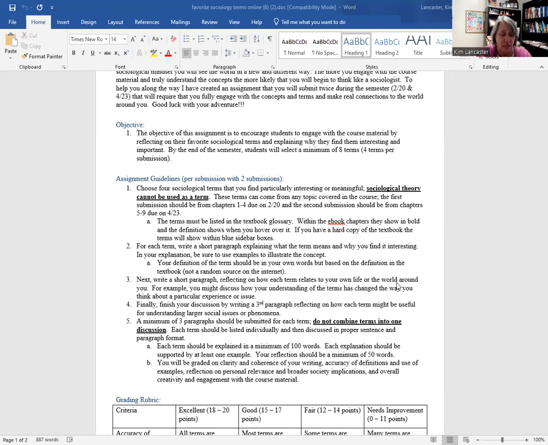So say you select society. You would define society. You would say why society interests you. That's your first paragraph. The second paragraph would be how it relates to your life, going into a discussion of why understanding society relates to your life. And then the third paragraph would discuss how the understanding of society could be beneficial and useful when thinking about social issues and phenomena. So 3. Then your next term, if you pick culture, same sort of thing. So 4 different terms, a minimum of 3 paragraphs for each.